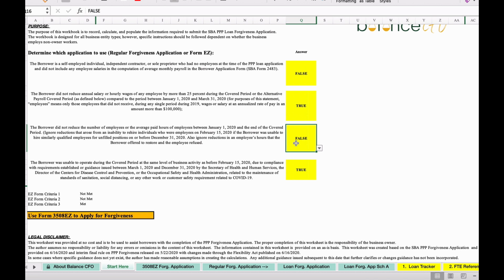That means you have to do the full forgiveness form, and the full forgiveness form requires quite a bit more calculation around your average FTE count versus a prior period, and around that salary hourly wage reduction on an employee by employee basis. It takes a lot more time to do the full forgiveness application. So you really, really want to be targeting to fill out the short form, the EZ application. And you really have a lot of control over that. So just pay attention to these specific things, and that will help you a lot.